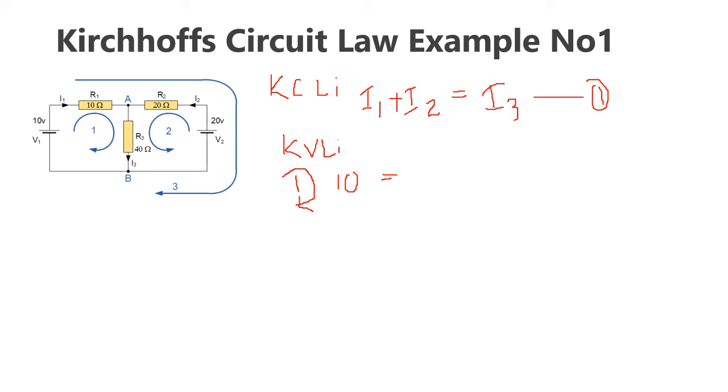then we need to consider each resistor and current, I into R. For the resistance R1, the resistance value of R1 is 10 ohm, and the current flowing towards the resistance R1 is I1. So I1 into R1, which is 10 ohm.